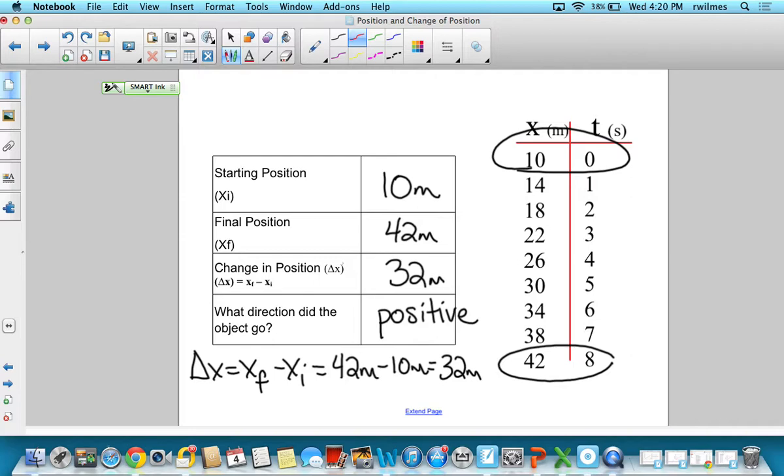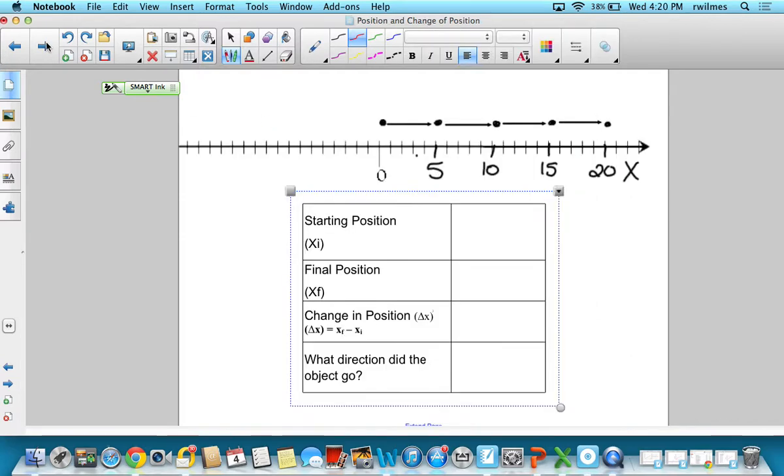Okay. Moving on, let's look at starting position and change of position with a motion diagram. Here we have a motion diagram, and excuse me, I forgot my units on this one, so we're going to make it meters. Starting position is where my starting dot is, and you can see that at 0 meters is my initial dot, showing where it's starting.